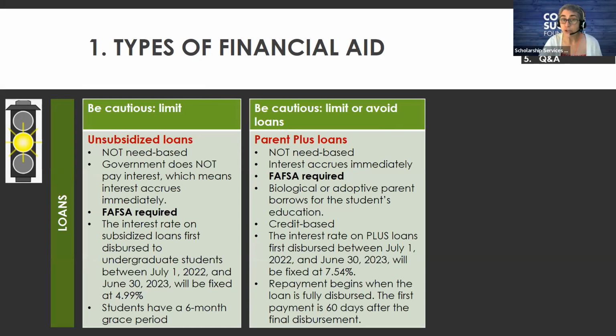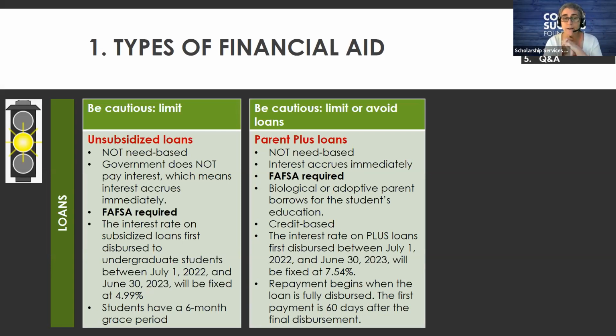The government does not pay the interest while the student is in school. So interest starts accruing with the first disbursements. That's why it has the yellow light, right? The interest rate this year matches that of the subsidized loan. And like with the subsidized loan, students have 6 months after they cease to be enrolled, either because they drop or because they graduate, before they go into repayment. So something to keep in mind if absolutely necessary.